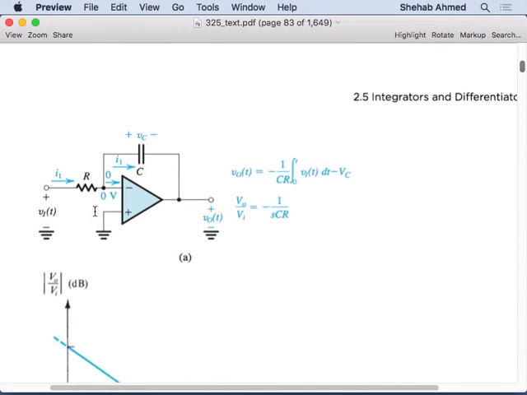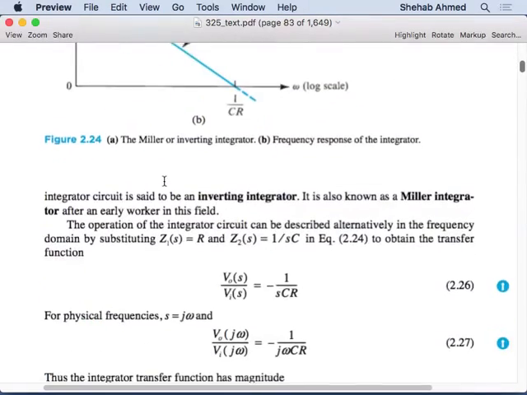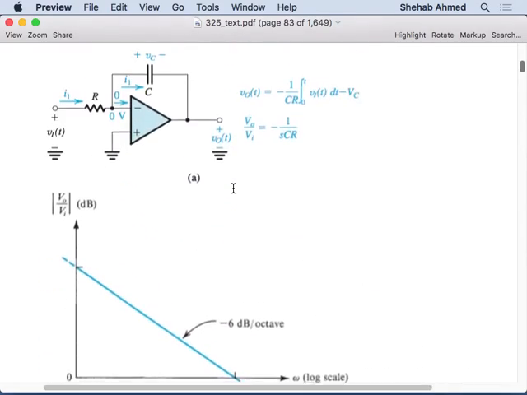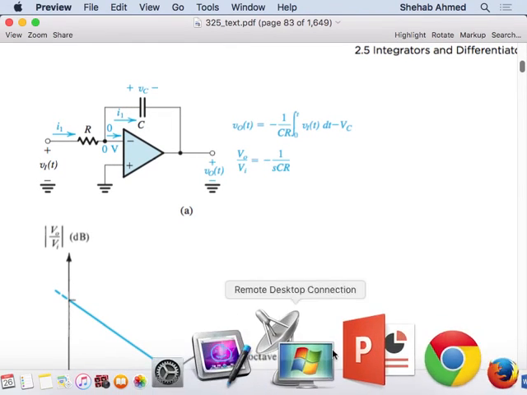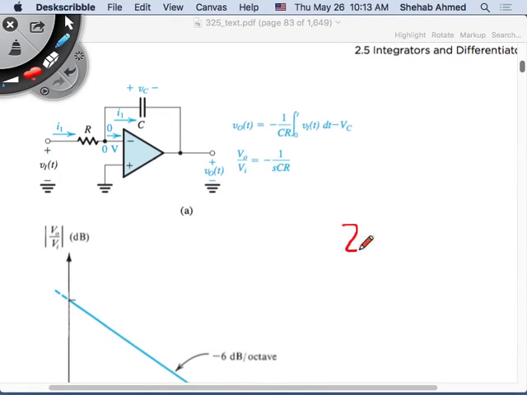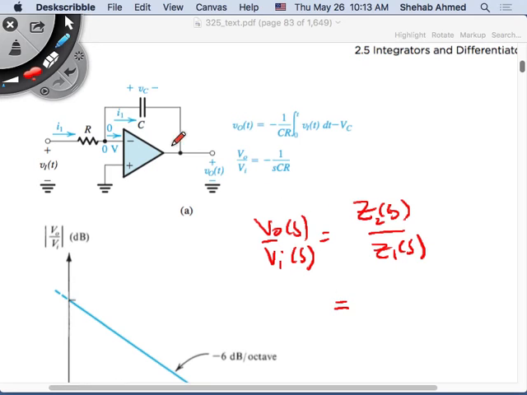Z2 over Z1. I think if you do Z2 over Z1, that's the easiest way to do it, probably. What's Z2? Remember the gain of the inverting amplifier, V output over V input of S in the general case, is equal to Z2 of S over Z1 of S. Z2 is 1 over SC, and Z1 is R. So you just get minus 1 over SRC.